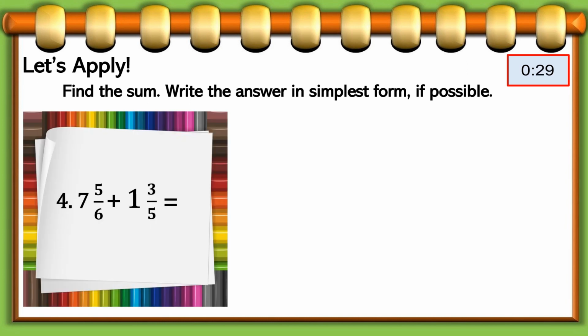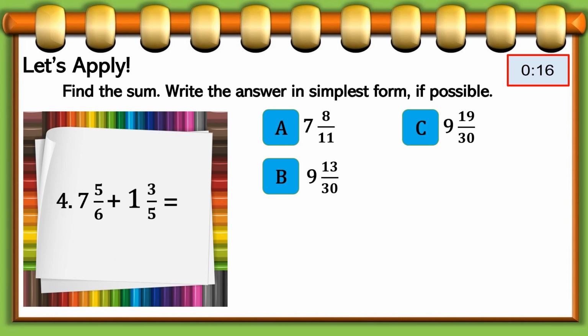Question number 4. 7 and 5 over 6 plus 1 and 3 over 5. A, 7 and 8 over 11. B, 9 and 13 over 30. C, 9 and 19 over 30. D, 10 and 17 over 30. And the answer is letter B. 9 and 13 over 30.